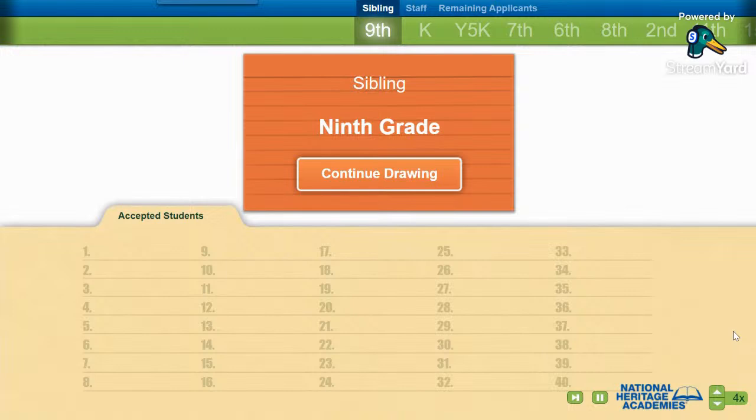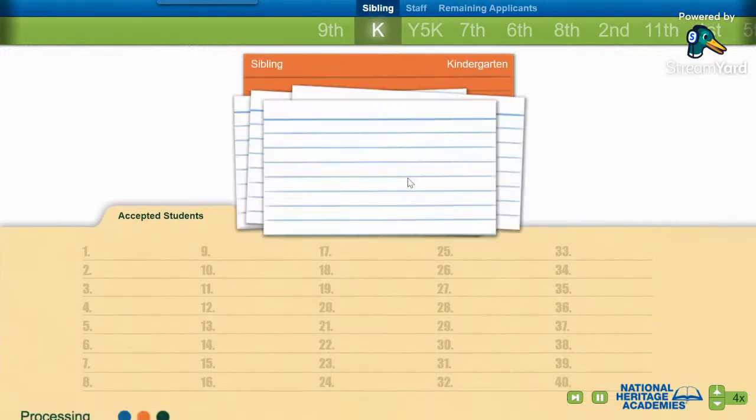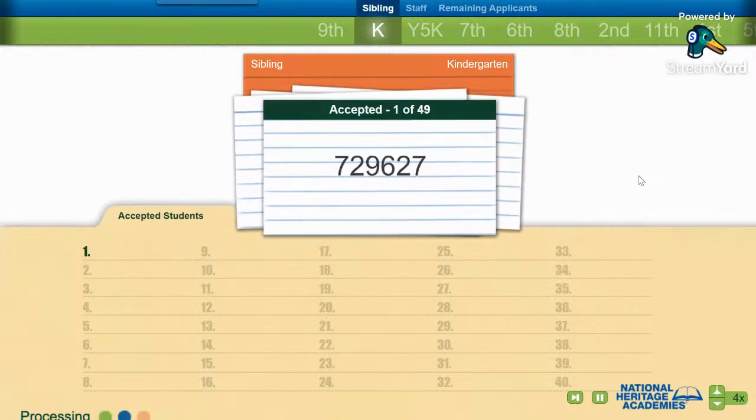Okay, starting with the sibling preference group, these are applicants who have a sibling currently enrolled at our school, starting with 9th grade. Didn't have any there, but in kindergarten we do, and we have open seats.